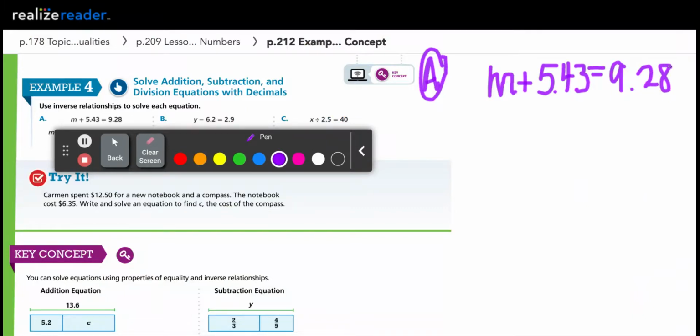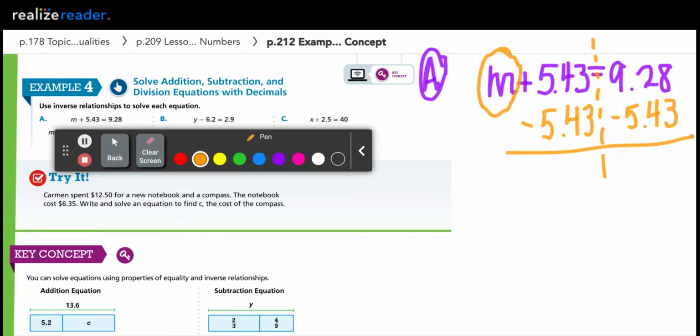So question A says M plus 5 and 43 hundredths equals 9 and 28 hundredths. Okay, so I always start by drawing a dotted line where I see my equation, my equal sign. Then let's circle the variable. So I look to see what is with that variable. Plus 5.43 is with the variable. How do we get rid of the addition? We're going to subtract 5.43 from both sides. Whatever I do to one side, I have to do to the other side.